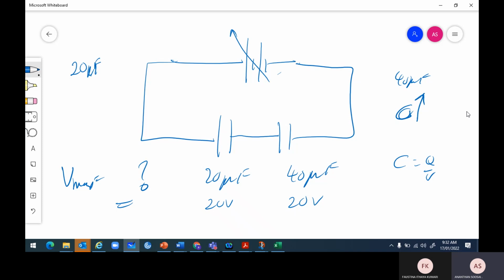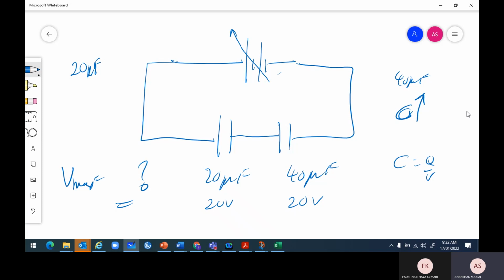Okay, what is the maximum voltage we use here? The 50 microfarad is the limiting one. So when P is max, the 20 microfarad must use the maximum voltage. It goes to the limit already. So when this is P max, the 20 microfarad voltage is what? 20 volt. So the 20 microfarad is 20 volt.